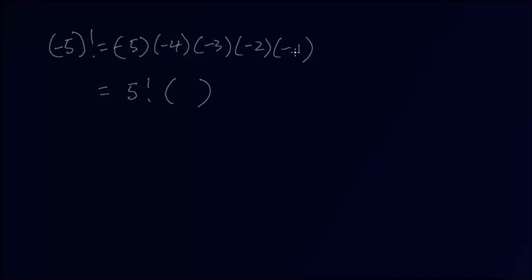How many negative 1s are there? There are 5 negative 1s. So negative 1 to the power of 5. And so if negative factorials exist, then that means negative n factorial would be equal to n factorial times negative 1 to the power of n.